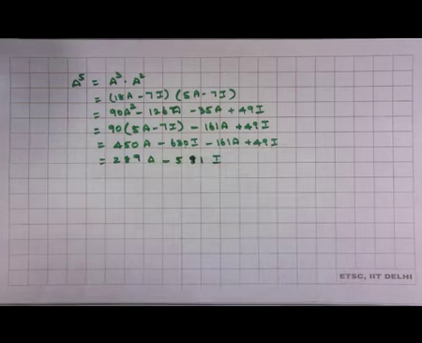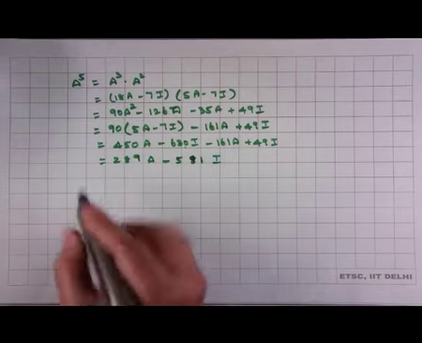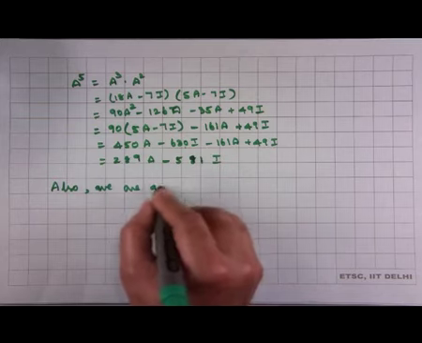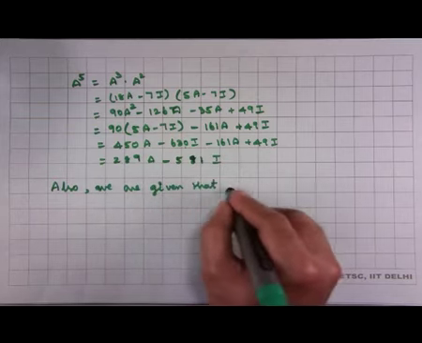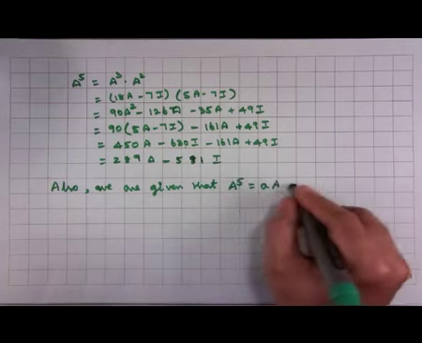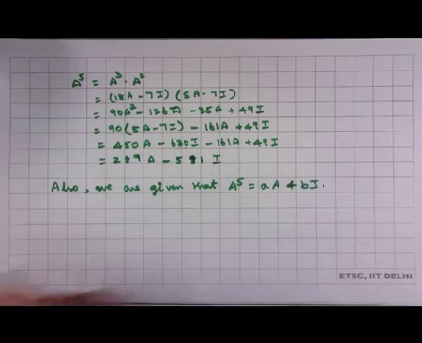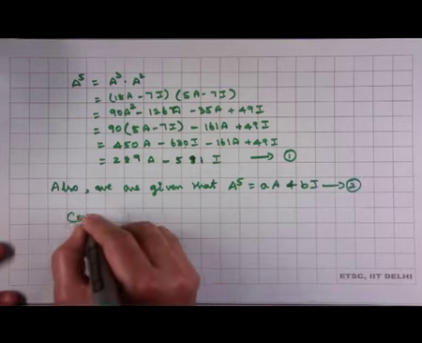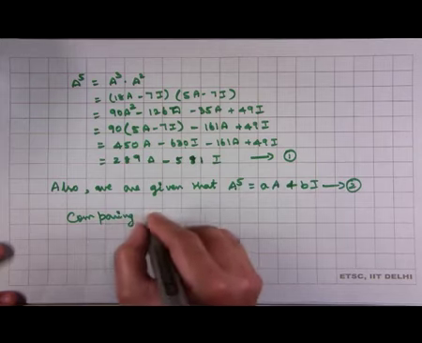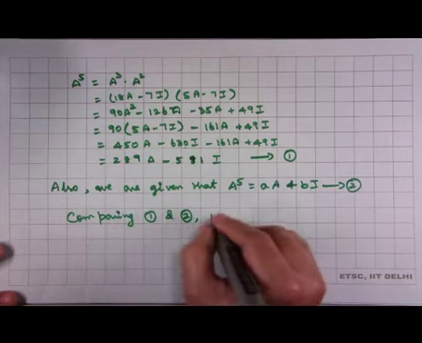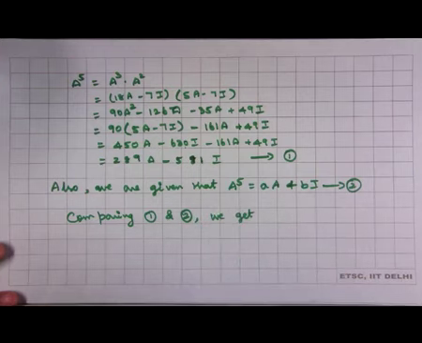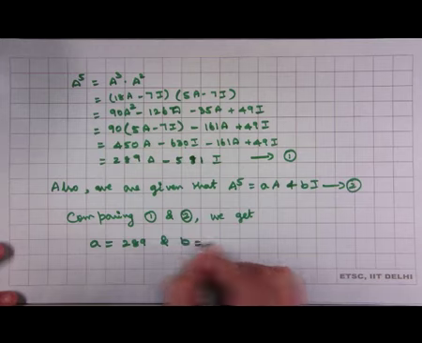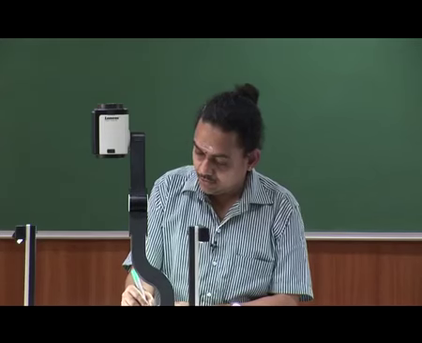But on the other hand, what is given to us is that A power 5 is small a times capital A plus b times identity. Right. So, let me call this 1 and let me call this 2. Comparing 1 and 2, we get small a equal to 289 and small b equal to minus 581. Let's do the next one.